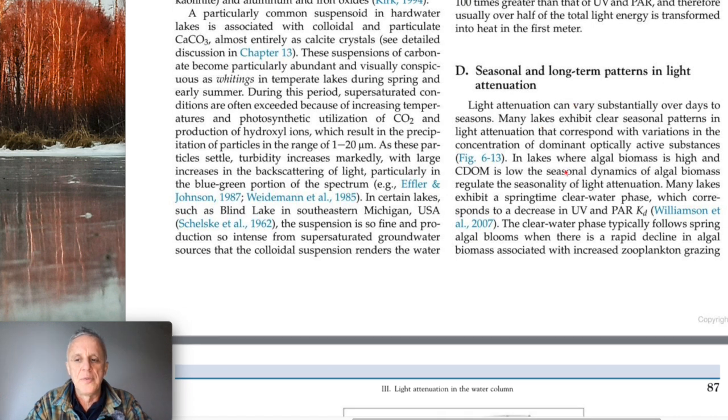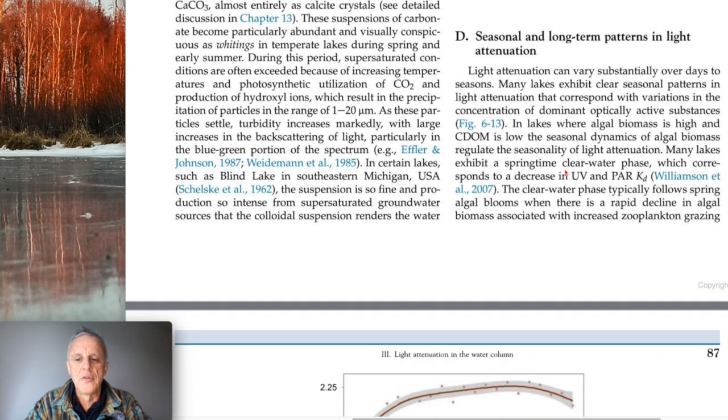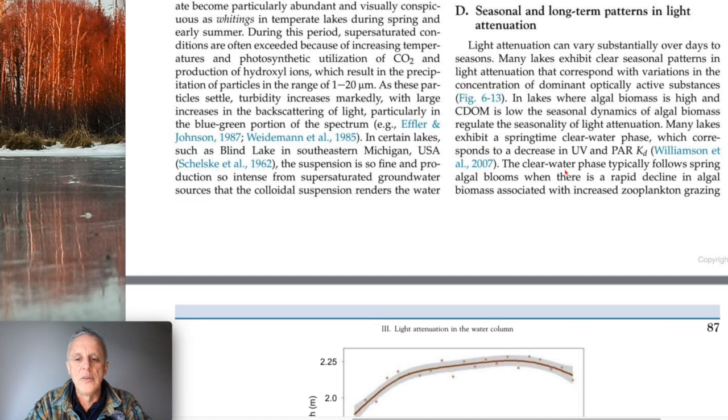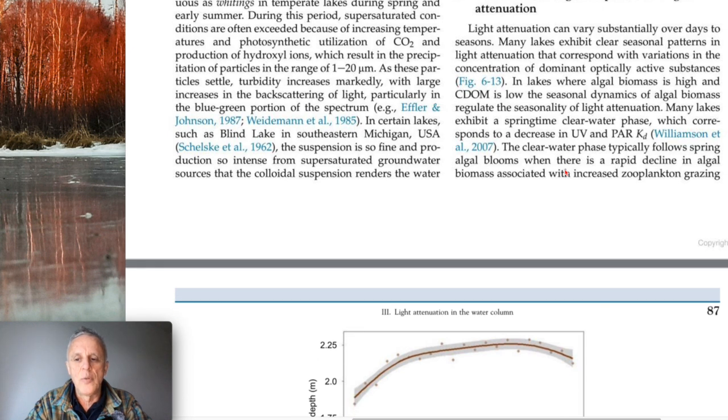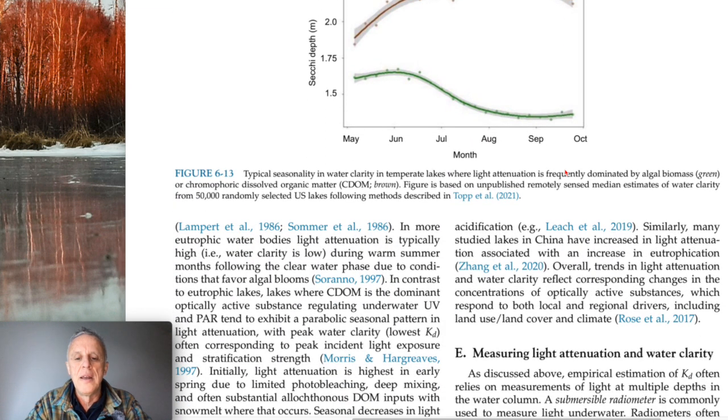Light attenuation can vary substantially over days to seasons. Many lakes exhibit clear seasonal patterns in light attenuation that correspond with variation in the concentration of dominant optically active substances. In lakes where algal biomass is high and CDOM is low, the seasonal dynamics of algal biomass regulate the seasonality of light attenuation. Many lakes exhibit a springtime clear water phase, which corresponds to a decrease in UV and PAR-KD. The clear water phase typically follows the spring algal bloom when there is a rapid decline in algal biomass associated with increased zooplankton grazing. So let's look at figure 6-13.